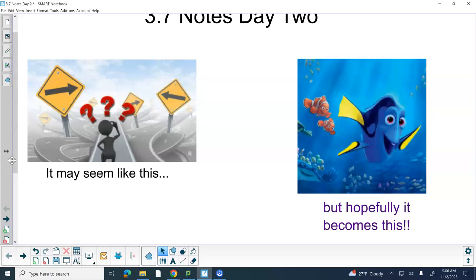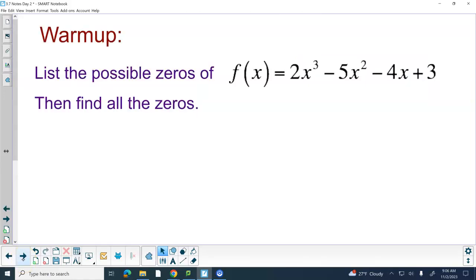Okay? All right? So, our warm-up today is, first I want you to list me all of the possible zeros. Then I want you to find me how many zeros this one has: 3. Then I want you to find me the 3 that are actually the zeros. So first list all the possibles, then find me the 3, excuse me. All right, let's start with possibles.